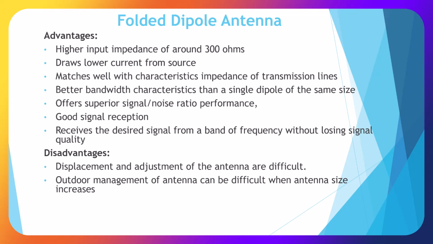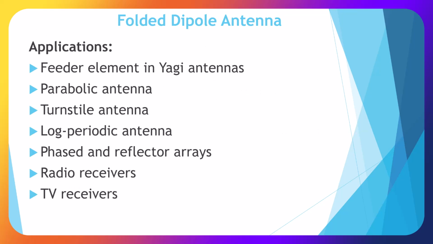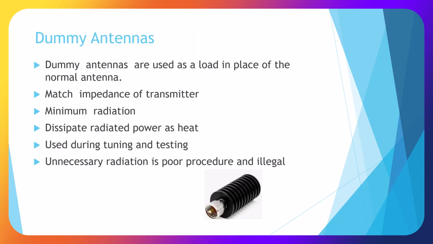The disadvantages are the displacement adjustment of the antenna is very difficult, and outdoor management of the antenna can be difficult when antenna size increases. The folded dipole antenna is used for the feeder element of a Yagi antenna, parabolic antennas, turnstile antennas, log periodic antennas, phased and reflector arrays, radio receivers, and TV receivers, and we'll cover most of those different types of antennas later.